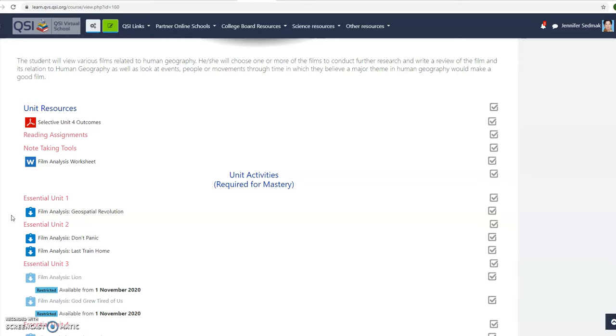While you watch the documentary, you have to pay attention for geography themes. If you don't know what the geography themes are, they are listed on this note-taking tool. And then after you show me how the themes present themselves within the documentary, you have to write a short, I think it's like a 3 to 5 paragraph analysis of what you learned in the film as it relates to the topic we are studying, which happens to be population.